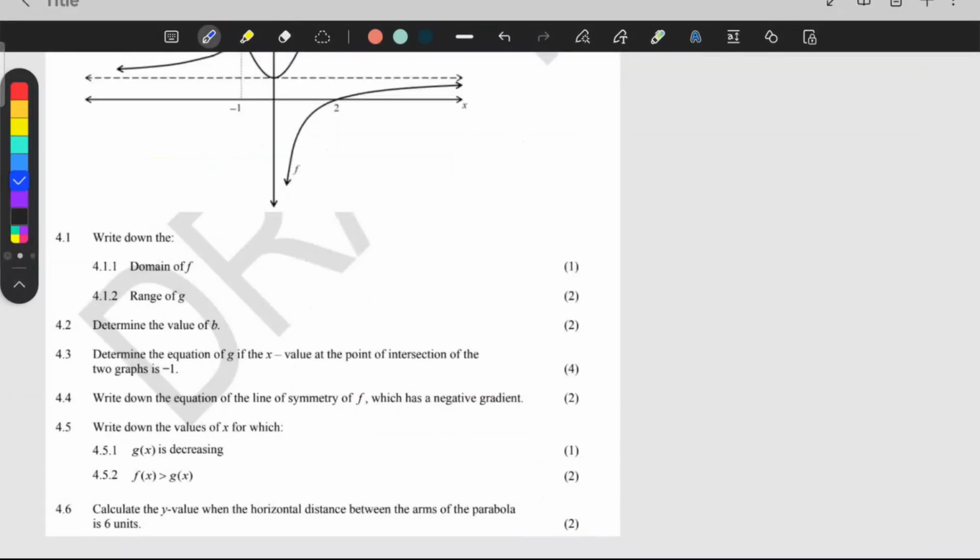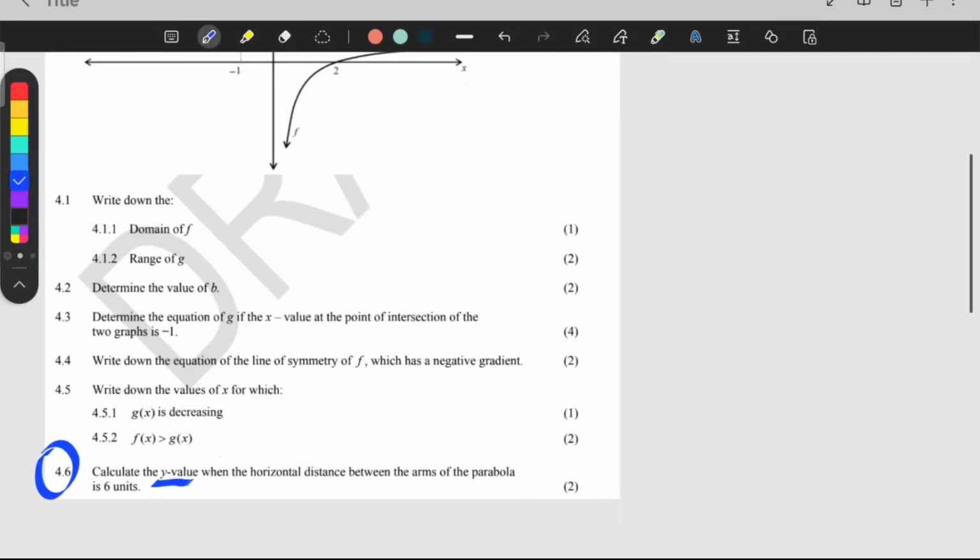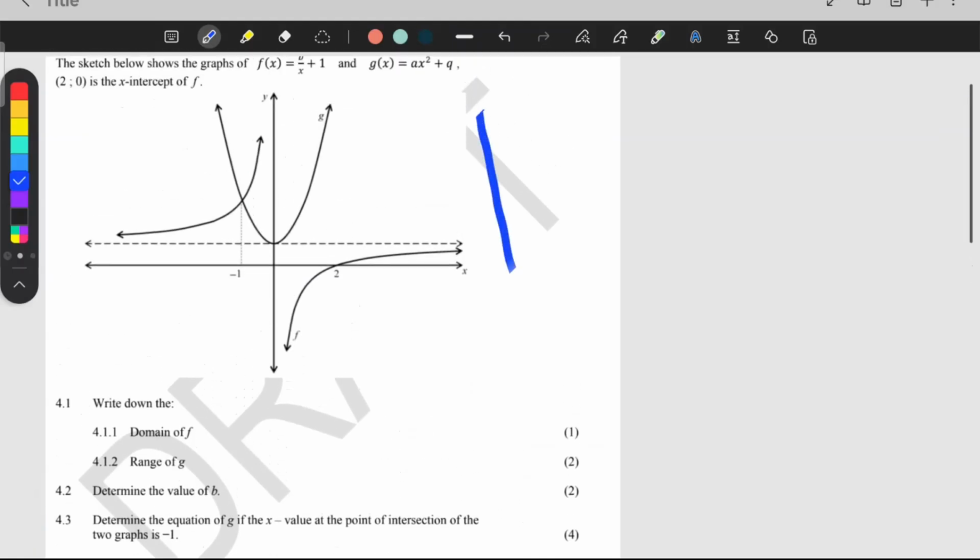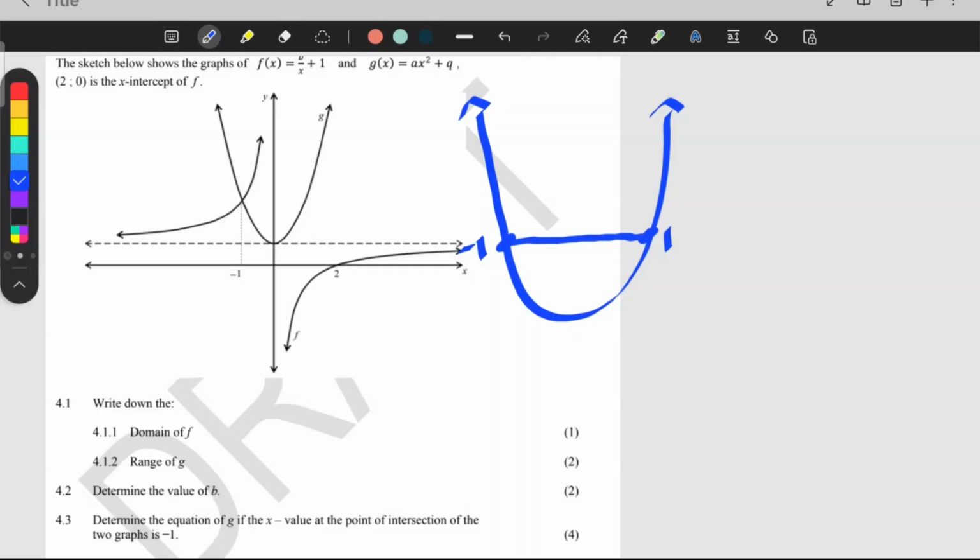Look at 4.6. So 4.6 says, calculate the y value when the horizontal distance between the arms of the parabola is 6 units. So with your parabola, if the x value here is -1, and the x value is +1, then this distance here is 2 units. Remember, this is now 0. So this is 1. So from here to here is 1 unit. From here to here is 1 unit. So that's 2 units, eh? That's the horizontal distance between those two arms.